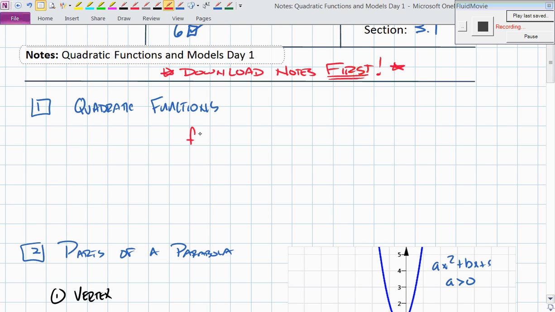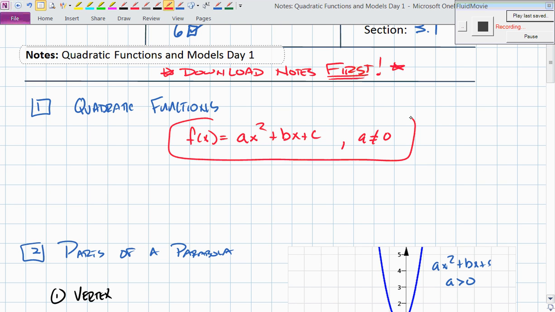A quadratic function is any function that's in this form, ax squared plus bx plus c. We've seen this before. A is not allowed to be 0 in this case, because if it was, then we'd have a linear equation. So this is a general quadratic function, and when we graph these things, we get parabolas. Those are the shapes that we create when we graph quadratic functions.